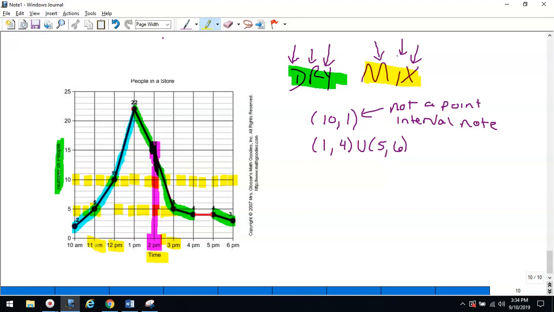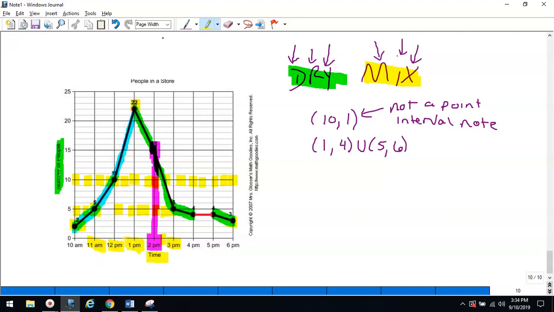G, what time are there the least amount of people in the store? So that's right after it opens at 10 a.m. It looks like there's 2 people in the store. Looks like at the end of the day, they have to kick 3 people out when they close. What time are the most amount of people in the store? So that's 22, and that's at 1 p.m.